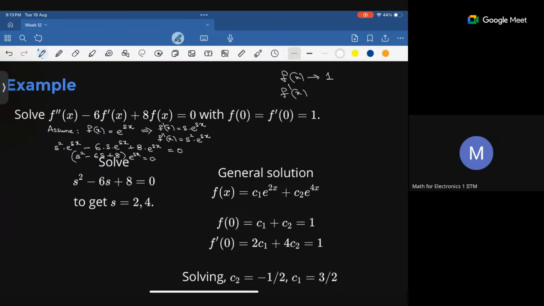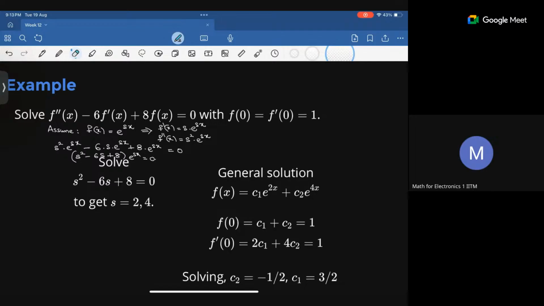F prime of x with s, F double prime of x with s square, and so on. So if you have f triple prime of x, you will replace it with s cube. Okay, you will not have that here, but just to let you know.